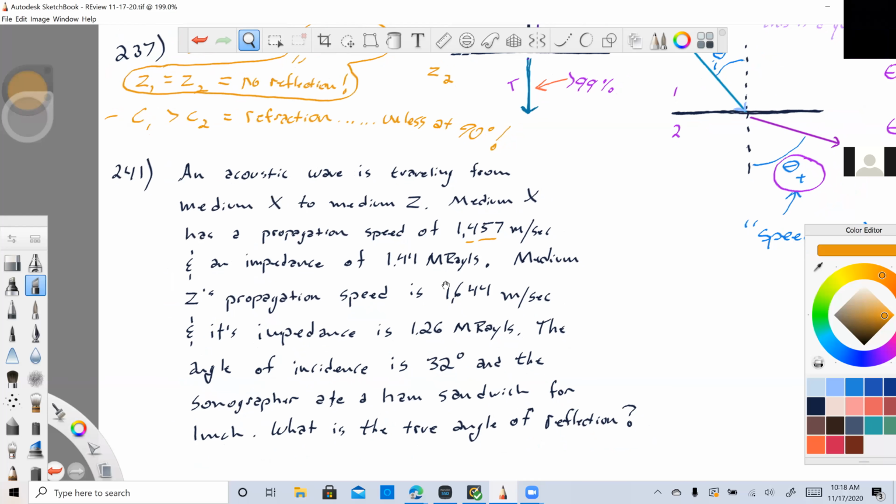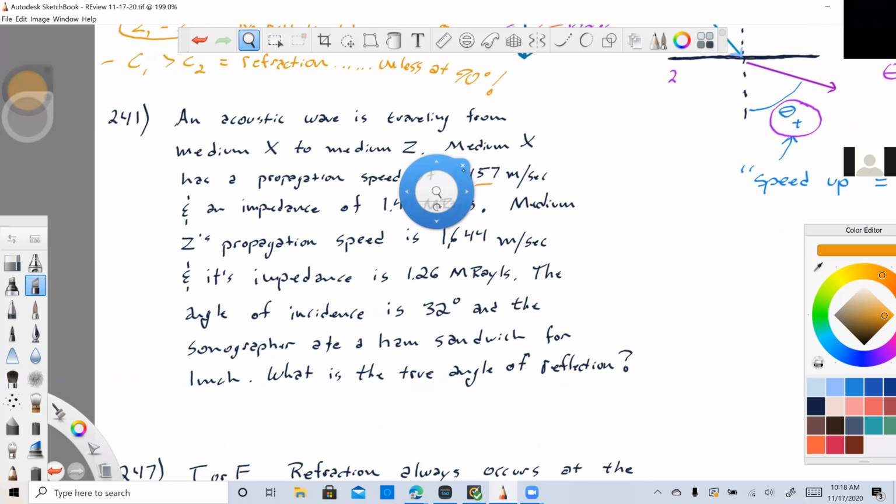So yes, I added the ham sandwich part, but that is part of the joke. Because when you have a question this long, I could almost guarantee you on the SPI, if you have anything this long, it is filled with information you do not need. What are they asking? What is the true angle of reflection?